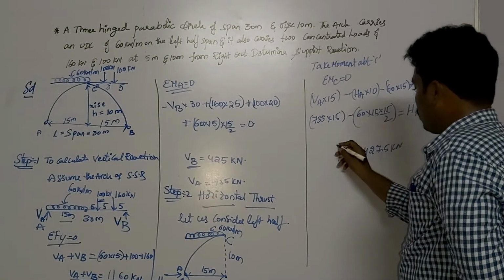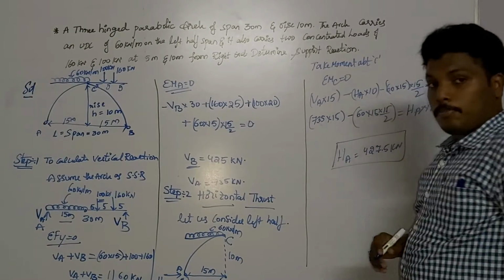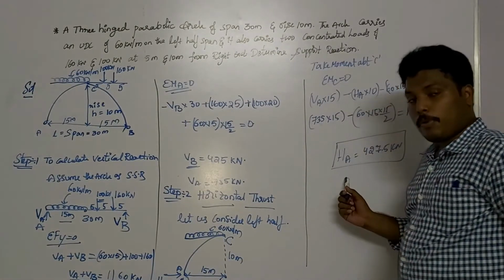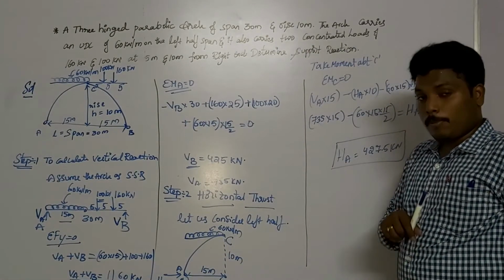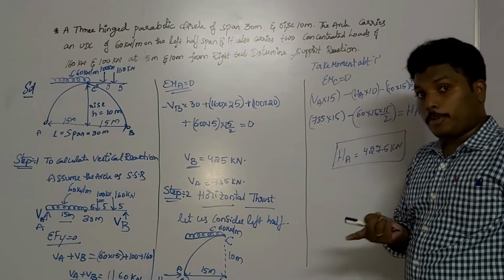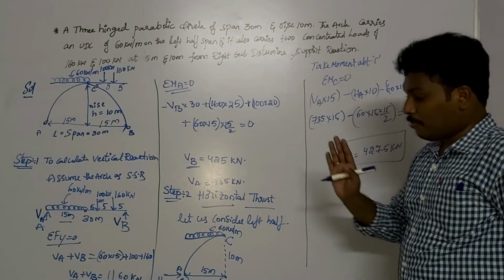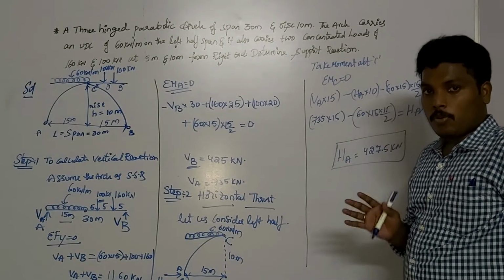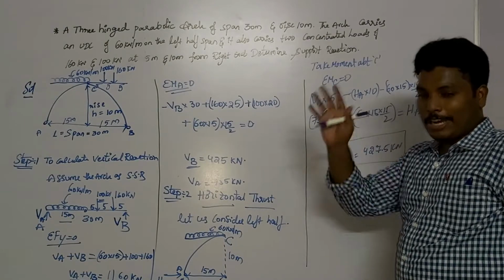427.5 kilonewtons. The horizontal thrust we got from the left side is 427.5 kilonewtons. We need to find out whether we got this problem correct or not. Another point here is, I already told you the horizontal thrust from the left side and the horizontal thrust from the right side should be equal. Only then will the problem be in the equilibrium state.